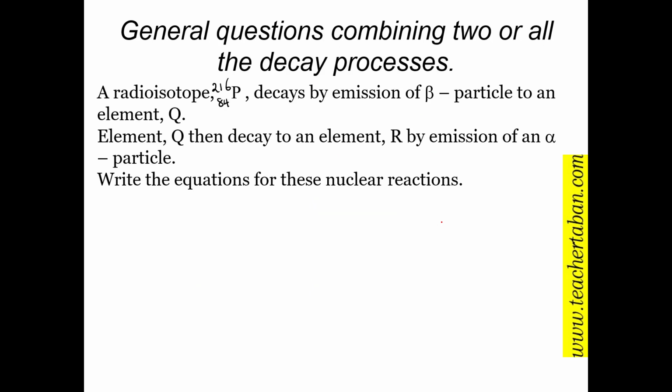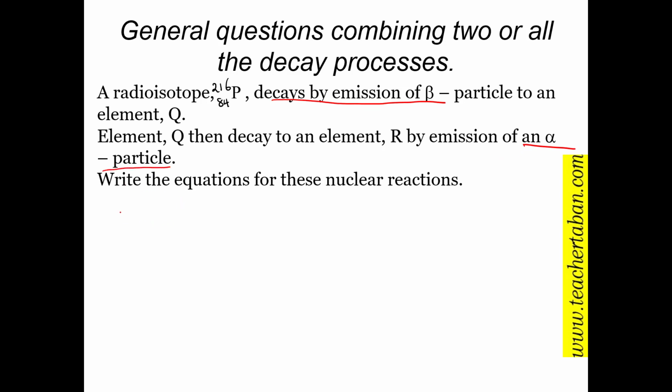Let's have some general questions concerning all the 3 decay processes. An example says that a radioisotope 216/84 P decays by emission of a beta particle to an element Q, and then element Q decays to an element R by emission of an alpha particle. Write the equations for these nuclear reactions. So we're having 2 processes in one. First of all, decays by emission of a beta particle, then decays by emission of an alpha particle. So we have 2 processes in one.